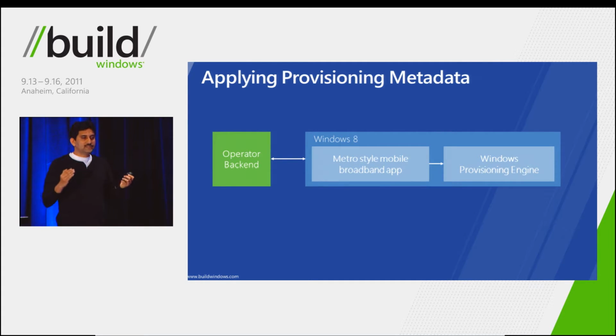Whenever metadata changes on the backend, the operator backend can send a notification to your app. It can do that through Windows notification service. It can do that using SMS or USSD messages. And then your app can receive that message, go to the backend, get the updated information, and update Windows with the provisioning information.